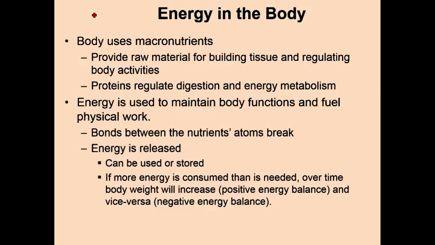So how do we get this energy? Well, when we create a carbohydrate, a protein, or a fat, there are bonds that are going to hold all those individual molecules together. So we have bonds holding the carbons together with the oxygens and with the nitrogens. When these bonds are broken, energy is released. That energy can be used immediately by the cell, or it can be stored for later use.